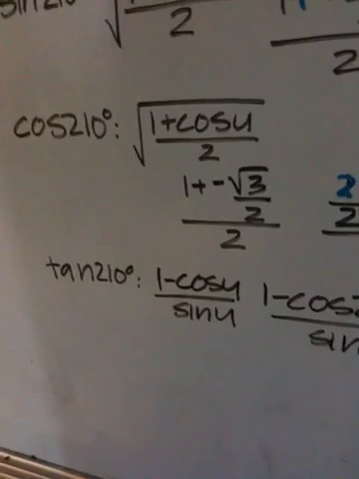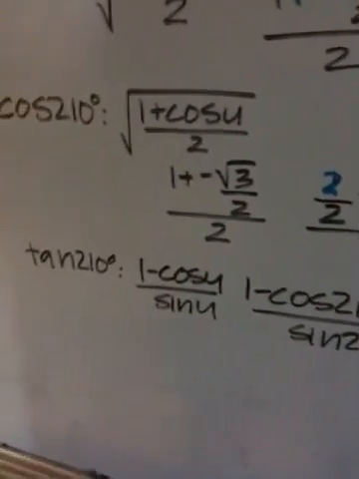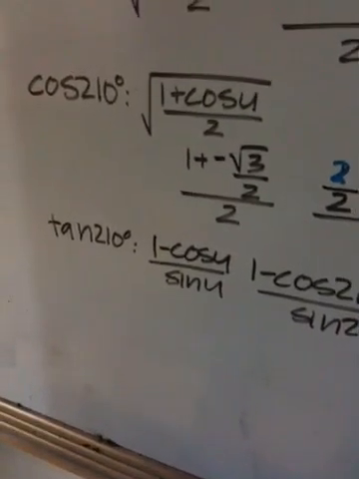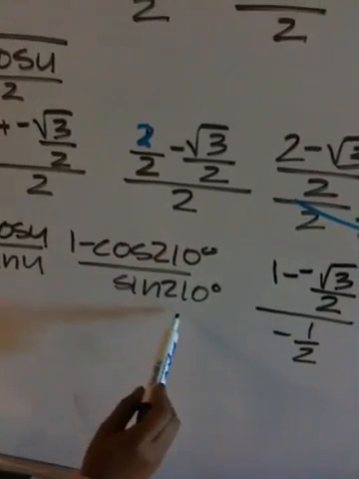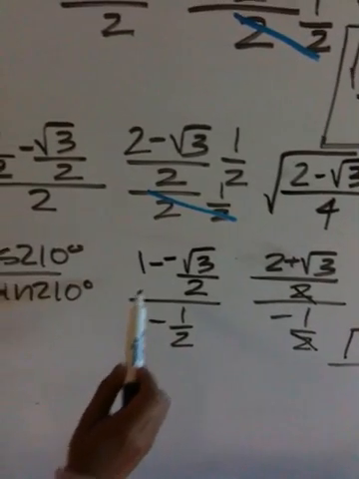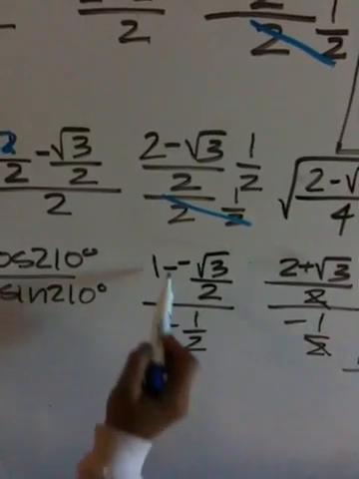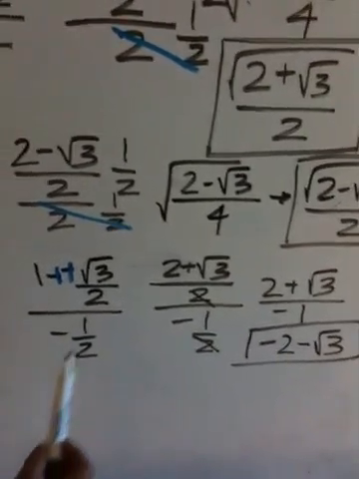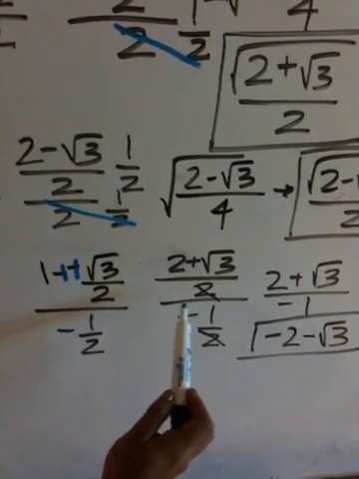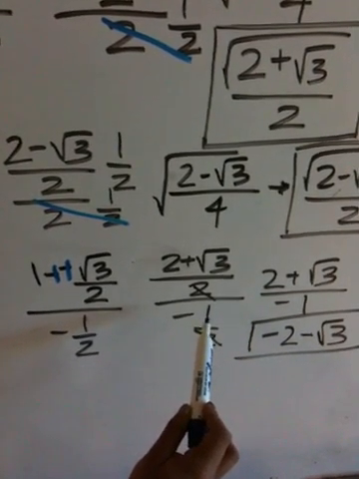And finally, we're doing the tan half angle formula, which is 1 minus cosine of u over sine of u. Okay, so it's 1 minus cosine 210 all over sine of 210 degrees. And then 1 minus negative radical 3 over 2 becomes positive again, all over negative 1/2, because this is the sine of it and the points. And so it becomes 2 plus radical 3 all over 2.